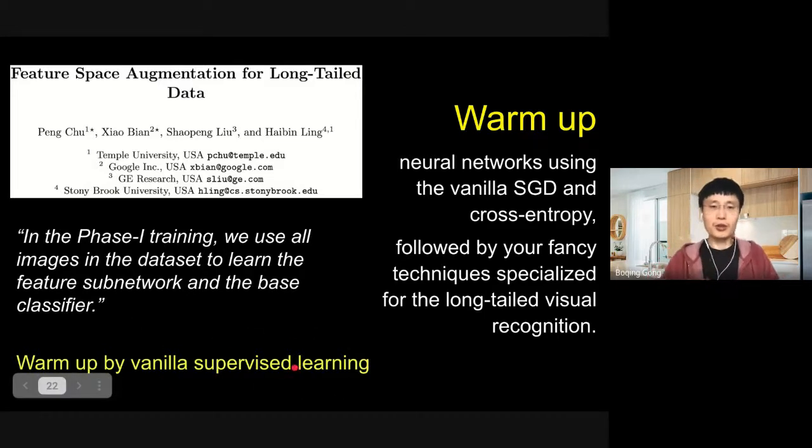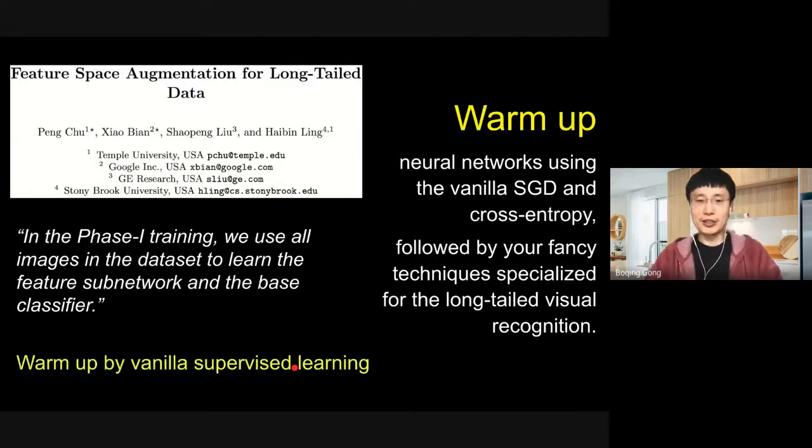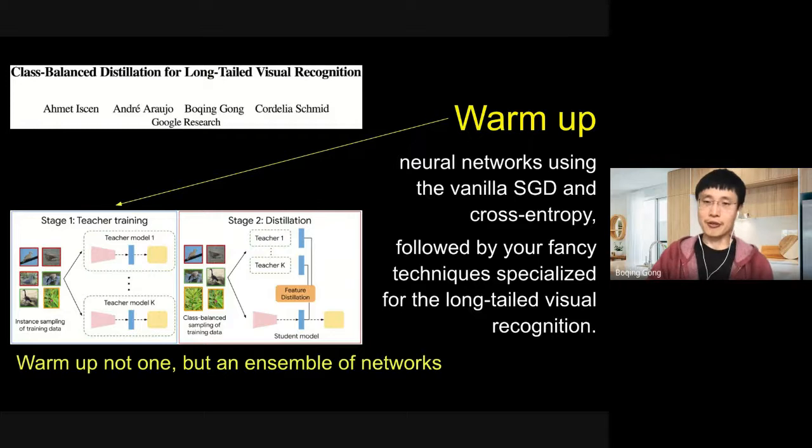Given the importance of this warm-up stage, you may wonder, maybe we can warm up not only by supervised learning, but also by some other techniques. Indeed, there are other approaches. This is a paper we put on arXiv. In stage 1, we warm up not one network, but an ensemble of networks. This gives us more comprehensive and complementary representations of the data. Therefore, in the second stage, we can better leverage the complementary feature representations to learn a good model.